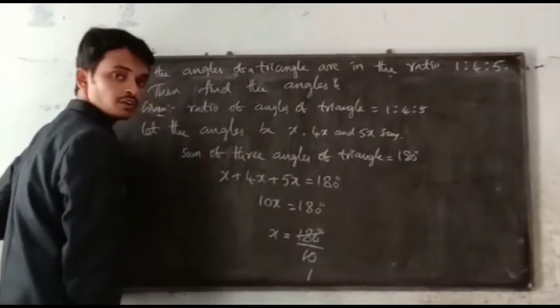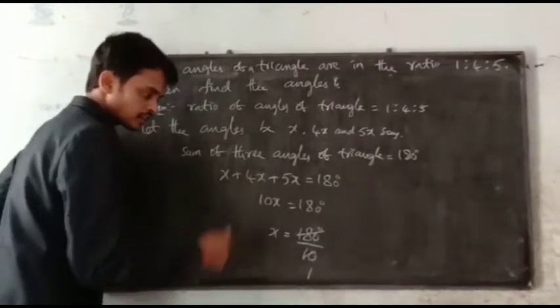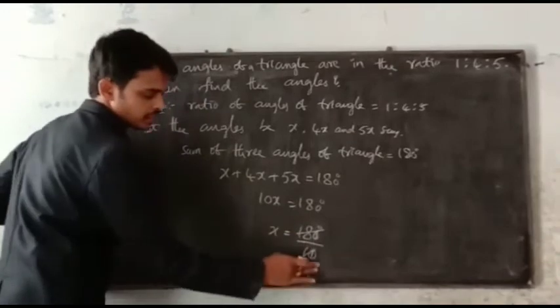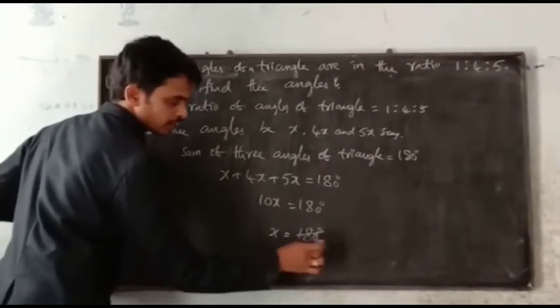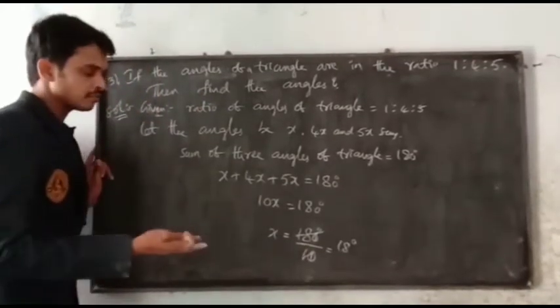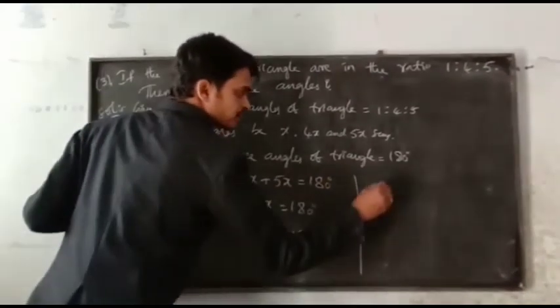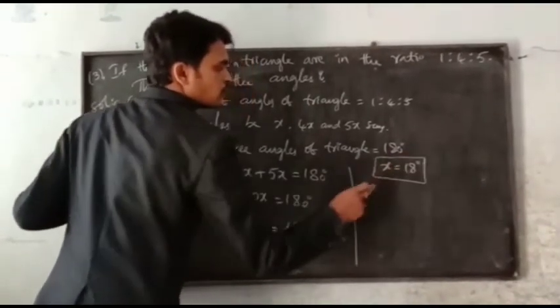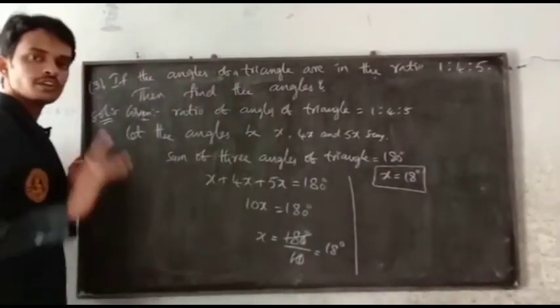How many times will it go? Or like this also we can cancel. First we can cancel the 0s, simply. Then how many degrees remain? 18 degrees. Like that also we can simplify. So we got the x value as 18 degrees. So one angle of the triangle is 18 degrees.